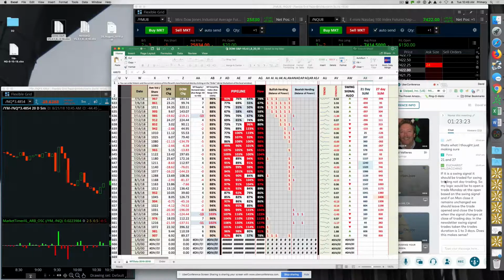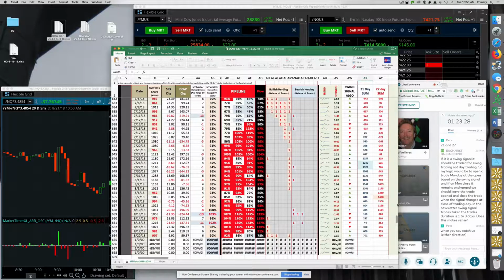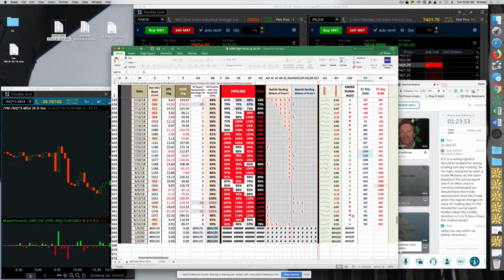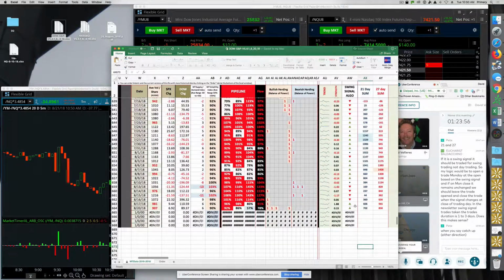If it is a swing signal, it should be swing traded, not day traded. So my logic would be to open a trade Monday at the open based on the swing signal. And if on Monday close it remains unchanged, we should leave the trade open and close it when the signal changes at the close of the trading day. Yeah, typically, because it typically uses end of day data, but you can do it during the day. So for example, if there was an up signal that occurred yesterday, or Friday.